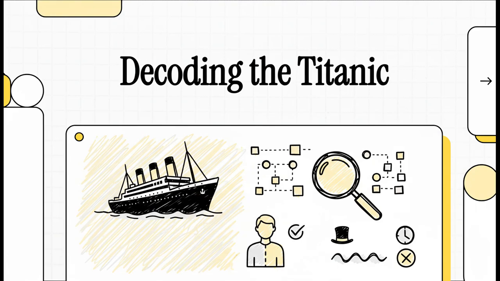More than 100 years ago, the Titanic slipped beneath the icy waves of the Atlantic. It was a legendary tragedy. But what if the patterns of who lived and who died weren't random? What if there was a code hidden in the chaos? Well, today, we're going to see if a machine can crack it.